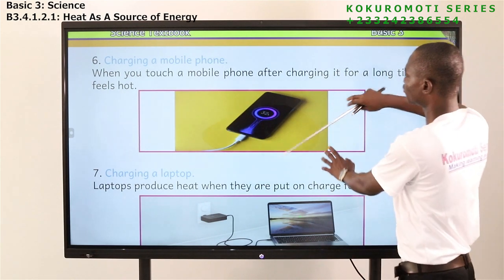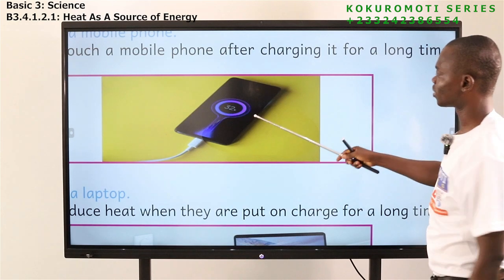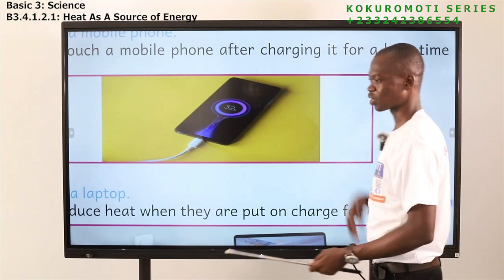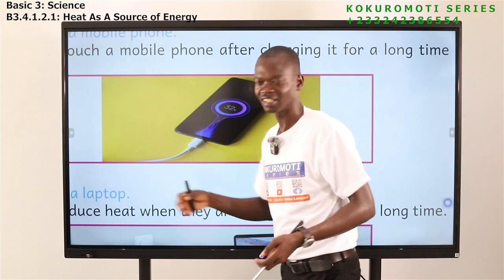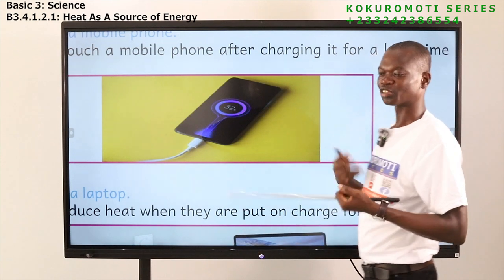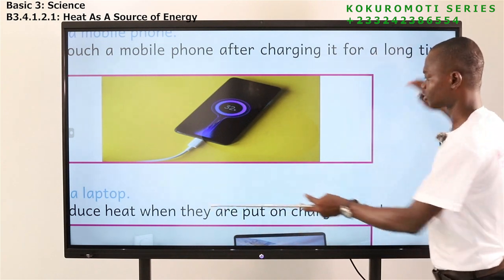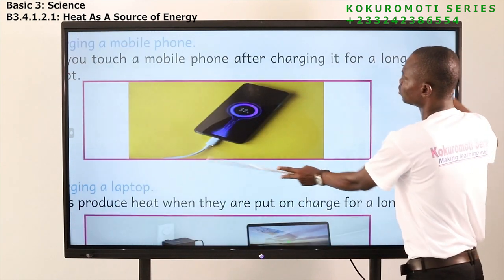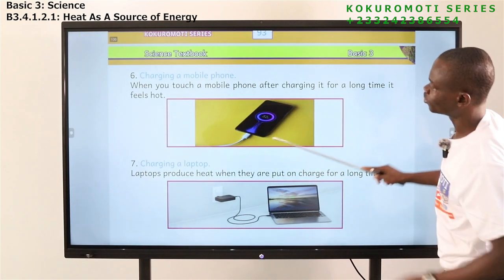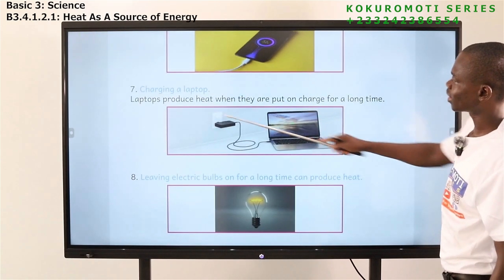So this is a mobile phone on charge. Look at the percentage, 32%. After some time, it will get to 100. When you touch it, you see that it will not feel cold, but rather it will feel hot. So this is another way of generating what? Heat.